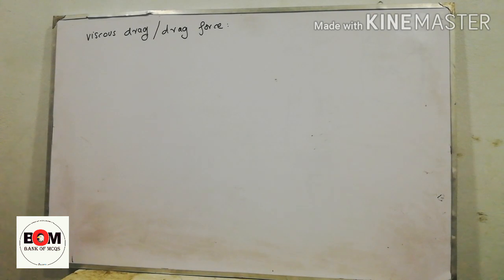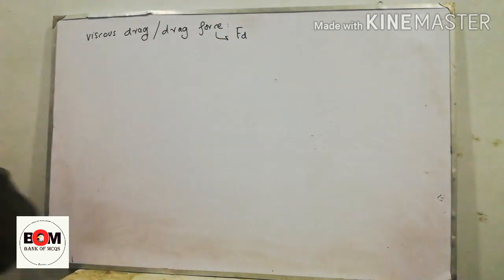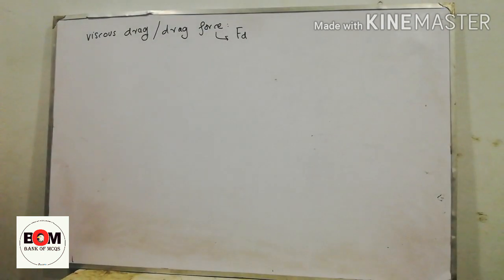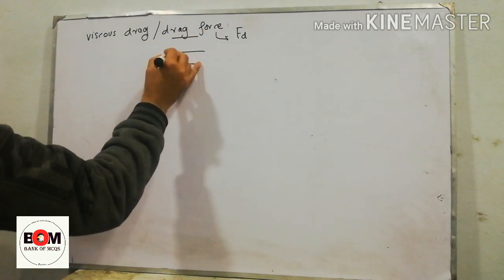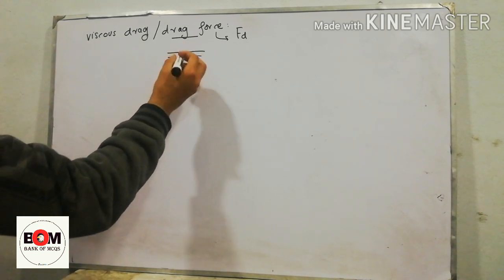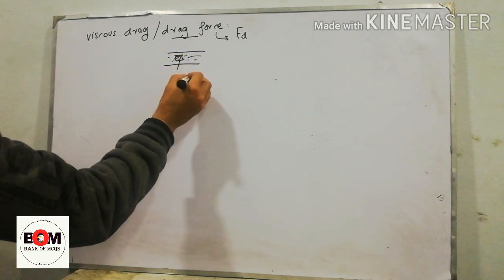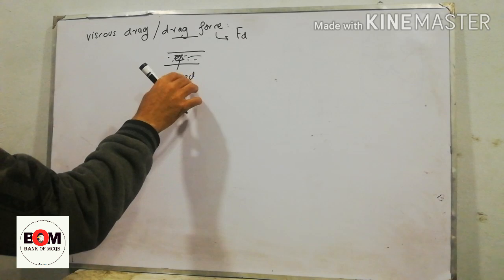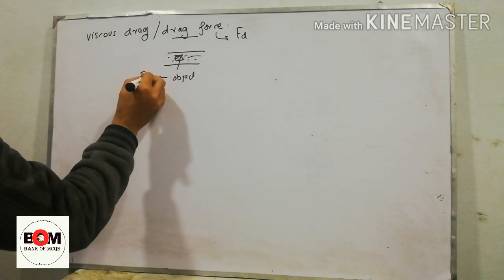Now we will discuss viscous drag or drag force. The drag force is represented by Fd. An object moving through a fluid experiences a retarding force called the drag force. Take a tube in which fluid is moving; when an object moves through this fluid, it will face a retarding force that is called the drag force.